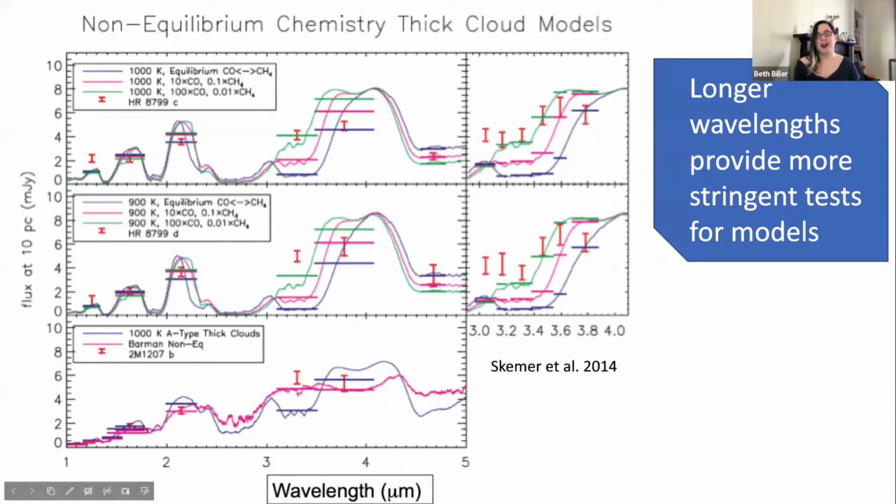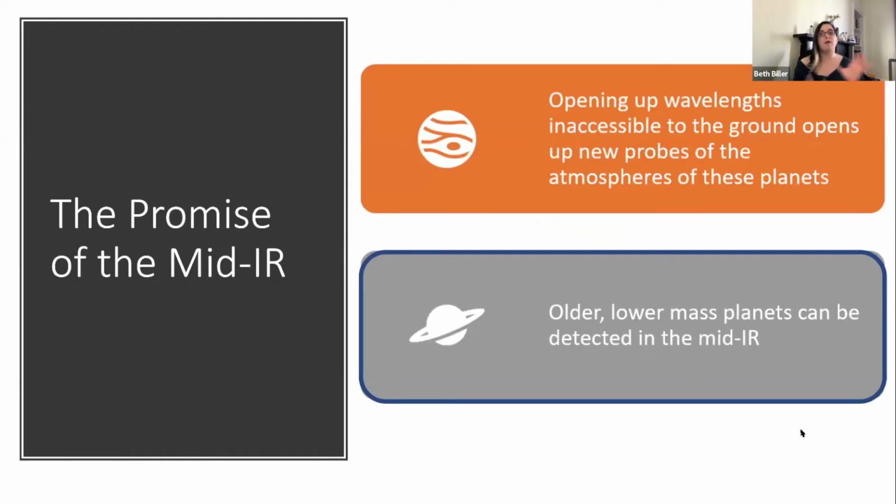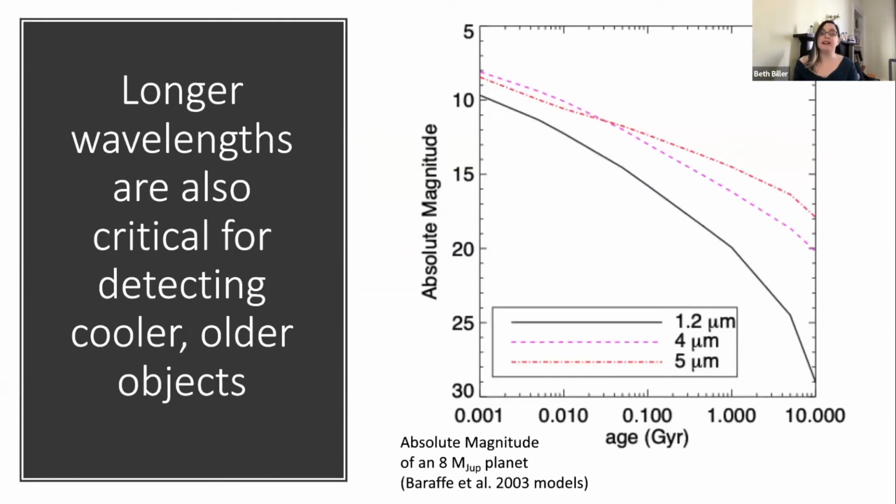And in terms of beyond 5 microns, what exactly we're going to see and how well we're going to constrain models, I honestly can't tell you what we're going to find, but I'm pretty excited to find out in the next couple of years. So that's just a bit of a flavor of what you get from opening up longer wavelengths and what sort of physics you can probe with that. The other part of the promise of the mid-infrared is to be able to push down to detecting and characterizing older and lower mass planets. And to do that, going back to models again.